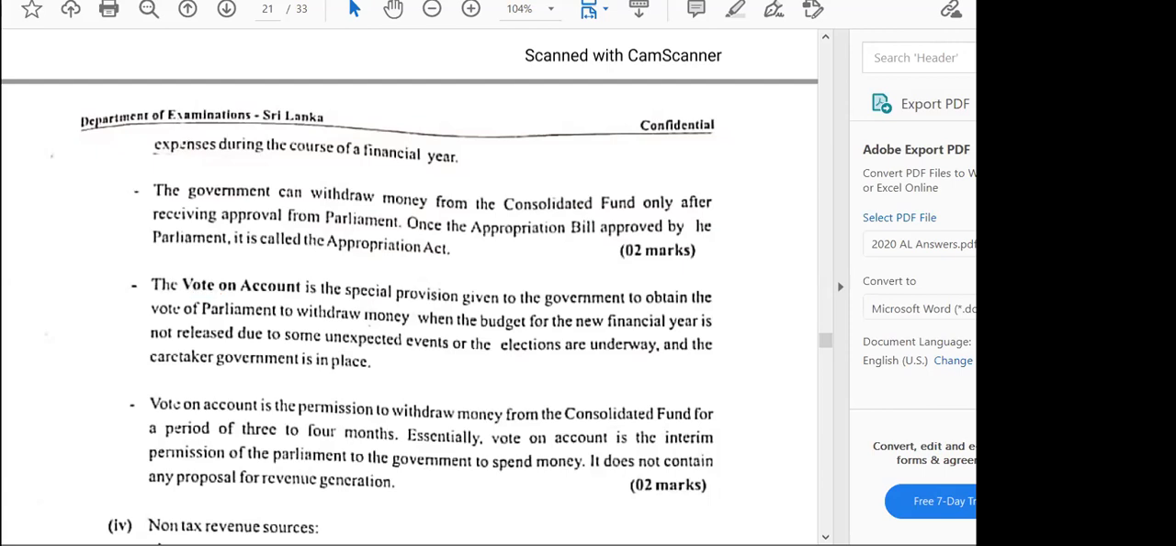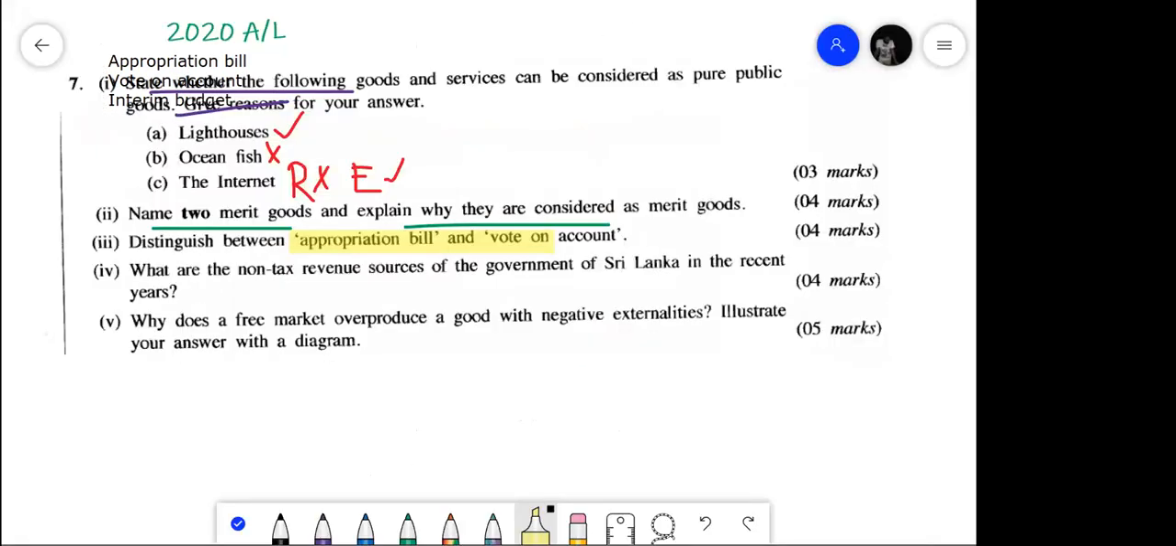Remember, guys, you have three things, right? One is the appropriation bill, that is a full budget. Then you have a vote on account, that is not a full budget, that is until maybe an election or something happens, just to get the expenditure out, to get approval. Then you also have something called an interim budget. This interim budget is like a combination of these two. It's for a short period, but it also has income and expenditure both. Those concepts usually come when there is an election during the year, so I don't think it will be tested this year. Don't worry too much.